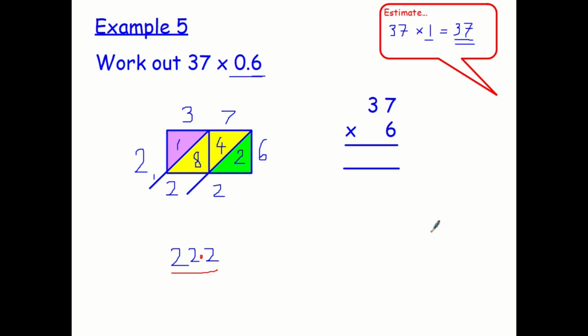Okay, let's do the column method. 7 sixes are 42, you put the units part there, the tens part there. 3 times 6 is 18, plus 4 is 22, so you put the full part here of your answer, 22. And again, you think about your final answer and where the decimal point goes. So the answer to that one is 22.2.